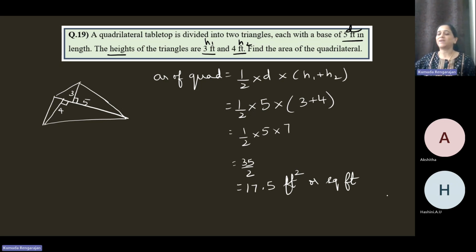So how can you divide a quadrilateral into 2 triangles? By joining the diagonal. Any one of the 2 diagonals. That is the common base. Heights should be shown like this, as in the figure here. H1 is 3, H2 is 4. And the formula is half D into H1 plus H2.